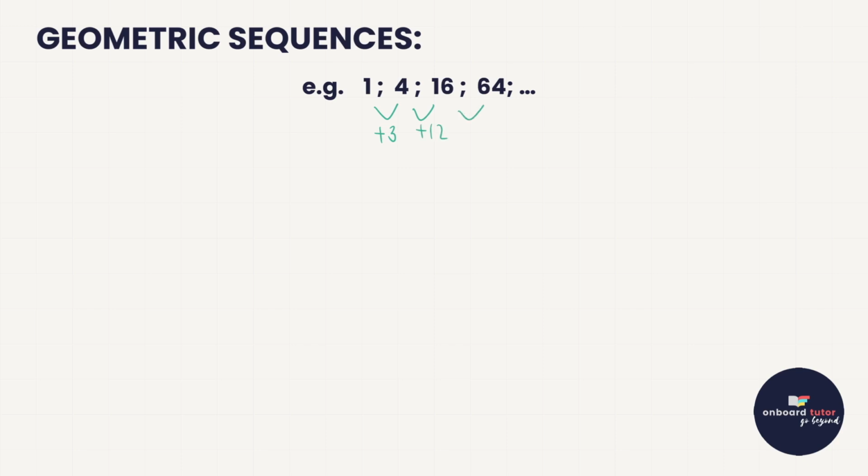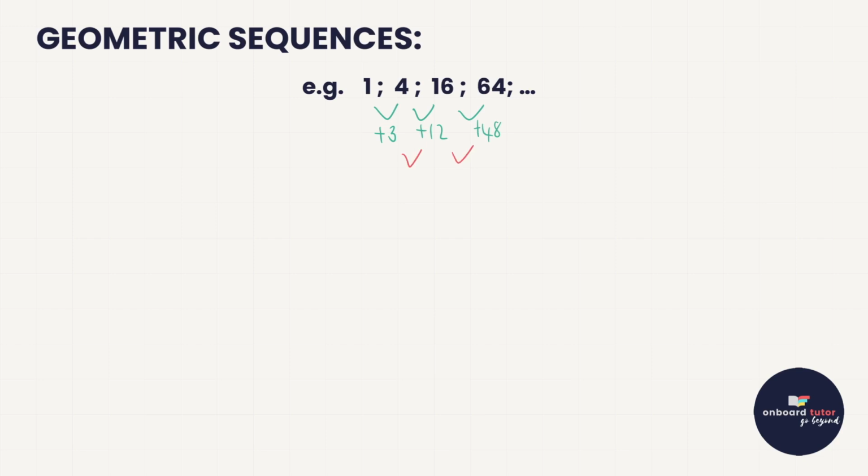And from 16 to 64, we added 48. So we can see that this is not an arithmetic sequence because it doesn't have a constant first difference. Our next step in the process is to look for a constant second difference.